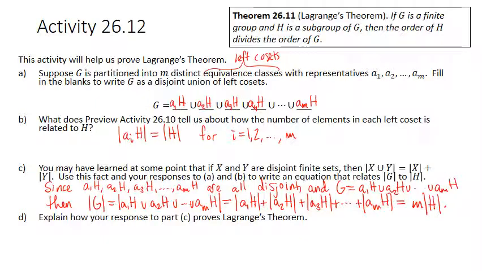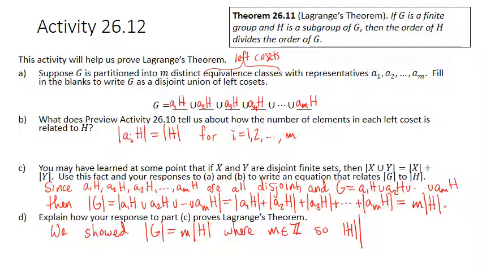I hope so. Okay, so part D, explain how your response to part C proves Lagrange's theorem. We've just directly shown that the order of G is equal to M times the order of H, where M is an integer. So this tells us that the order of H divides, there are too many vertical lines in this statement, maybe I should say it with words, divides the order of G. That's the definition of divisibility right there, when the order of G equals an integer times the order of H. Okay, so we did it.